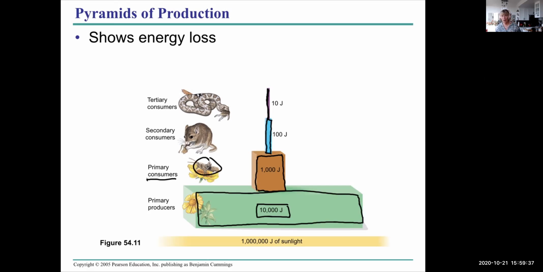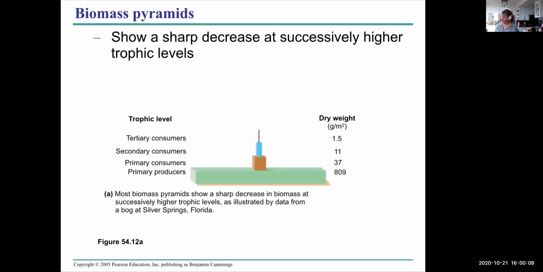So that's why trophic levels are only usually 4 to 5 levels. You don't find food chains that have 7 or 8 or 9 tiers. They just simply don't occur in nature because you need quite a lot in order to sustain any given level. You need a lot of input of energy. So that shows energy loss.